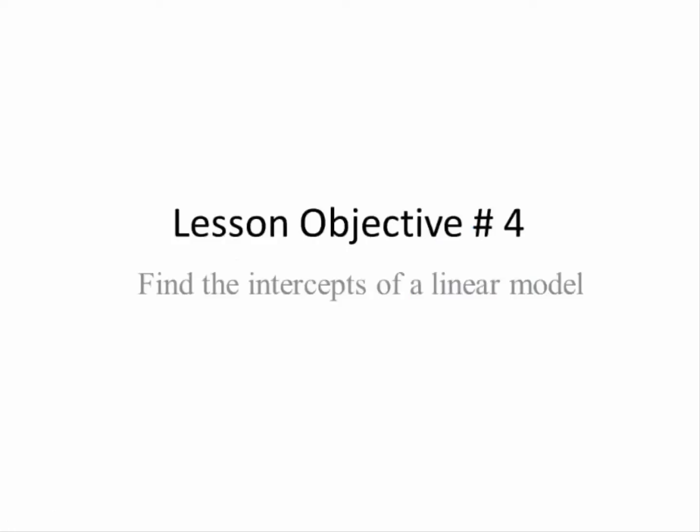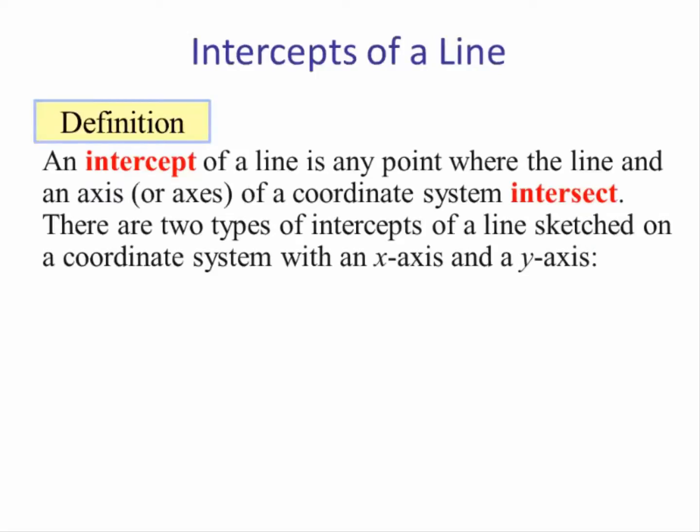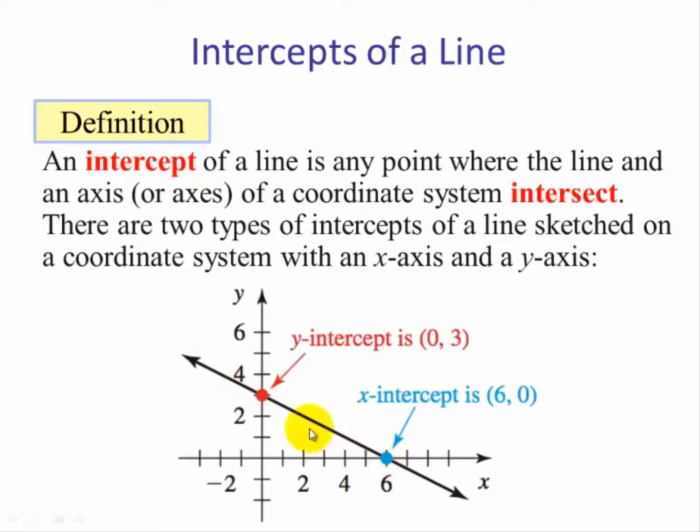Lesson objective number 4. Definition. An intercept of a line is any point where the line and the axis of a coordinate system intersect. There are two types of intercepts of a line sketched on a coordinate system with an x-axis and a y-axis. Here we have our straight line. This is the y-intercept 3, because that is where the line is intersecting the y-axis. We can see that the x-intercept for this case is 6, because this line is intersecting the x-axis at 6.